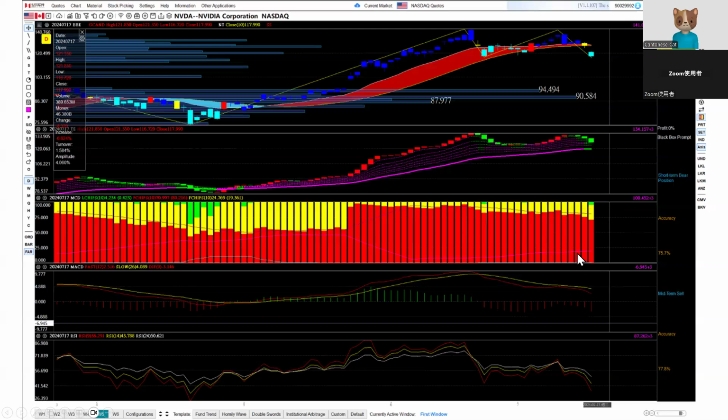Yellow bars refer to day traders, which we do not really care about. So we just focus on the whale accumulation indicated by the red bars, and green bars refer to retail accumulation. It's very easy to detect. The longer the red bar, the better the trend, the more bullish the trend, and the longer the green bar, the more bearish the stock is.